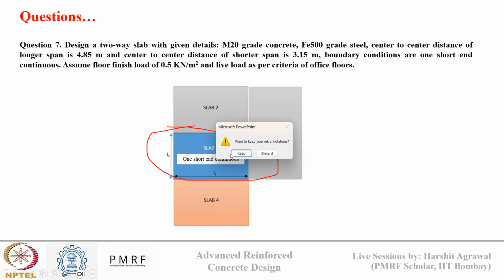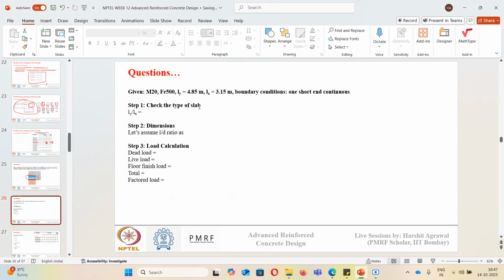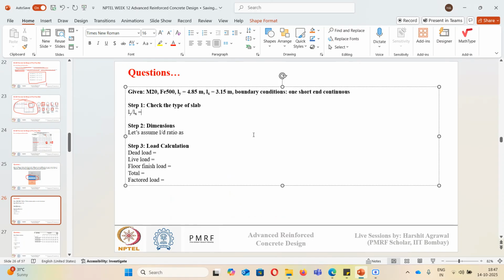So let's see step by step. Step one is to check which type of slab it is. So my Ly by Lx ratio: Ly is given as 4.85 and Lx is given as 3.15. This ratio comes out to be 1.54, which is less than 2. So we can say that it is a two-way slab.